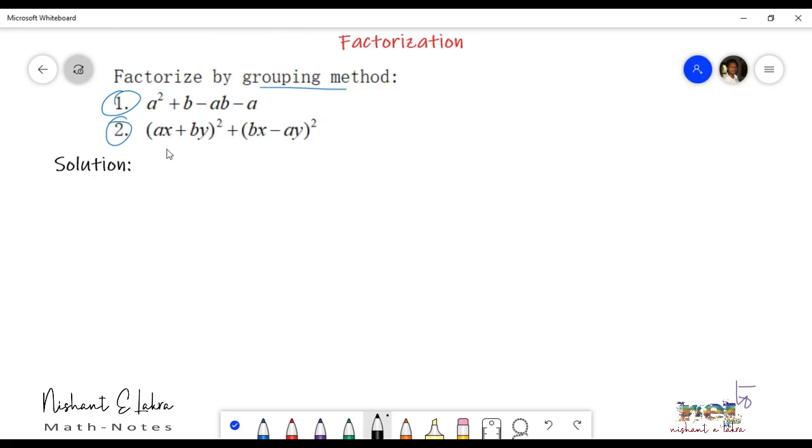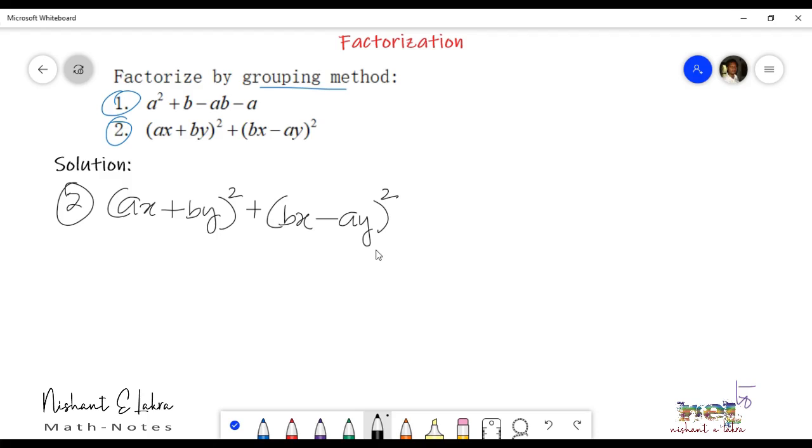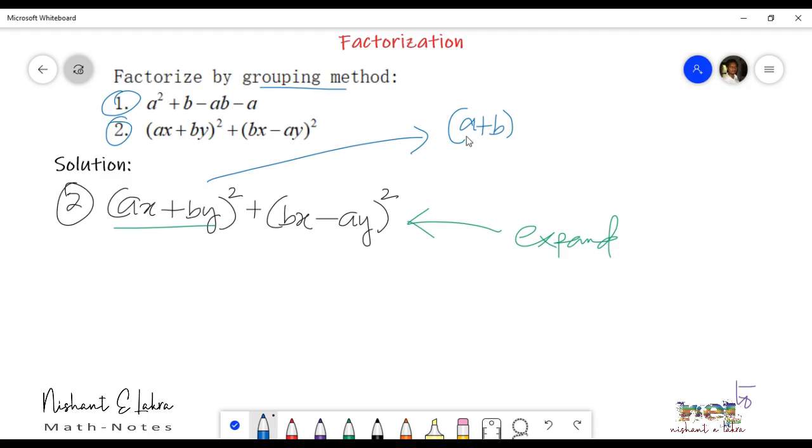Let us see the second question. The first step is to write down the given expression, that is ax plus by whole square plus bx minus ay whole square. Now if you notice here, this is in the form of a plus b whole square, and this is in the form of a minus b whole square, right? So we have to expand both of these terms. Now you remember the expansion of a plus b whole square is a square plus b square plus 2ab, or a square plus 2ab plus b square.